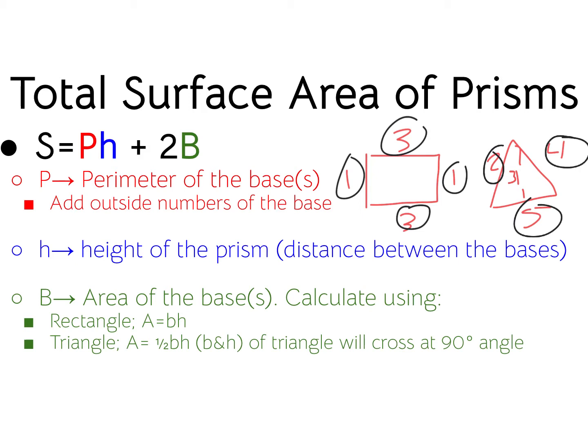The H means height of the prism, which is the distance between the bases. Remember, prisms have 2 bases. And then capital B means the area of the base.